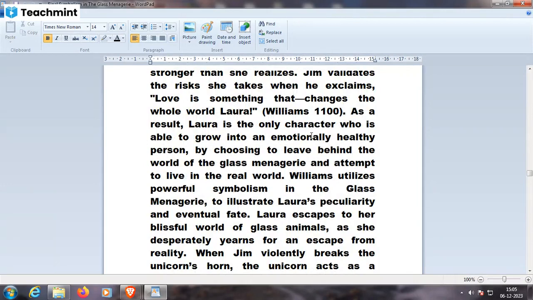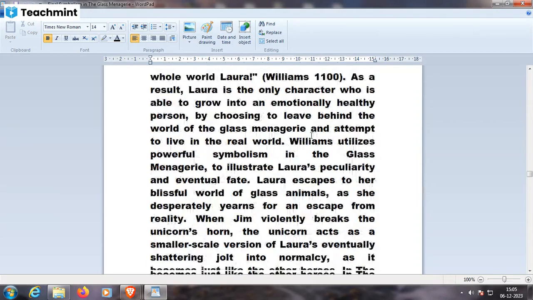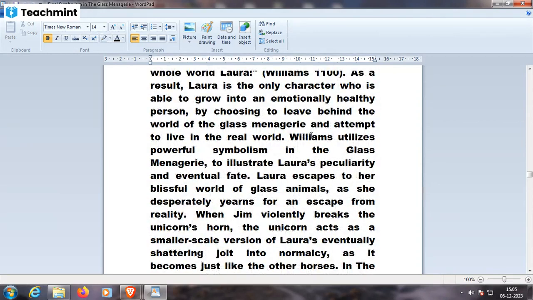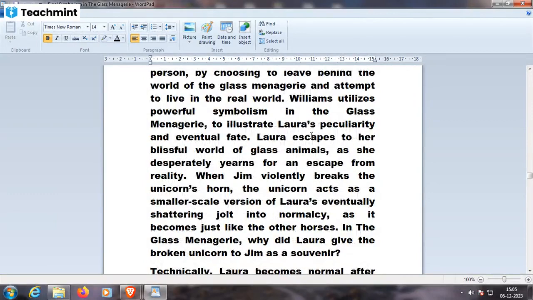Laura escapes to a blissful world of glass animals as she desperately yearns for an escape from reality. So when Jim violently breaks the unicorn's horn, the unicorn acts as a smaller scale version of Laura's eventually shattering jolt into normalcy, as it becomes just like other horses.